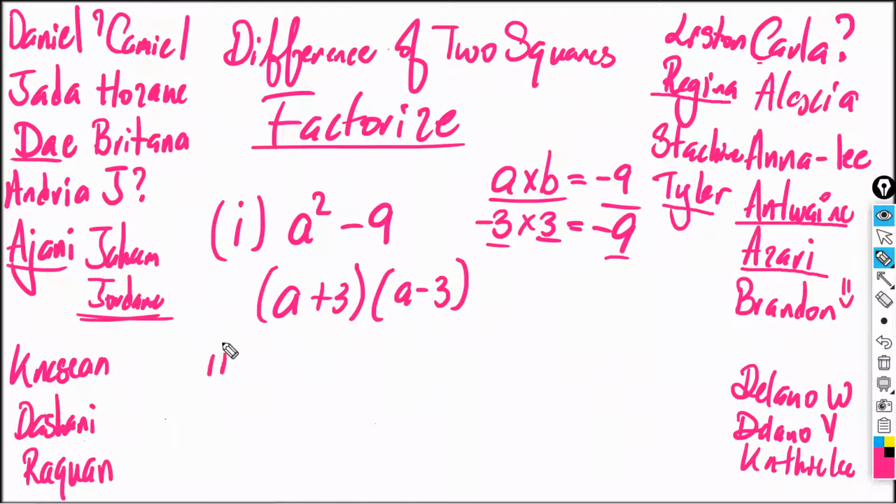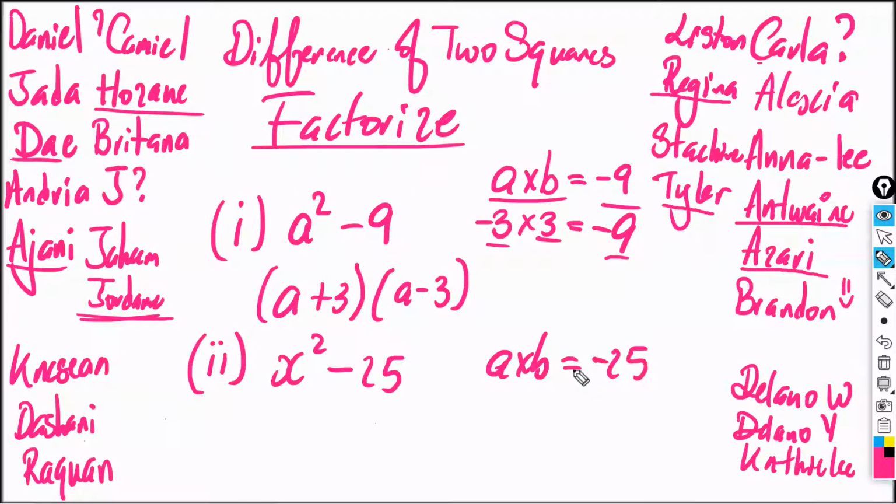Let's do another one. Let me ask Hossein to help me out. Hossein, you with me? Suppose I have x squared minus 25, right? Which two numbers when I multiply will give me negative 25, Hossein?